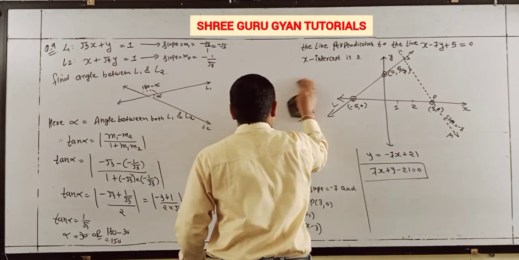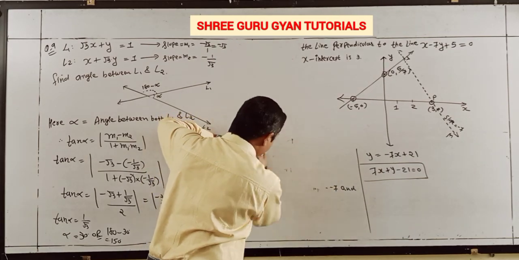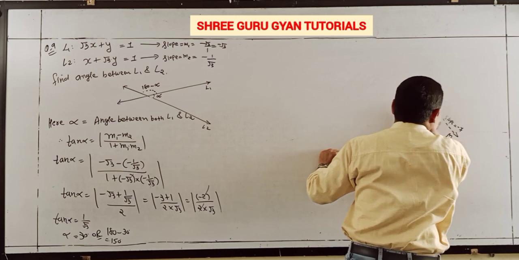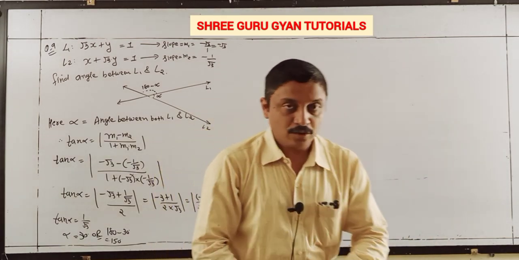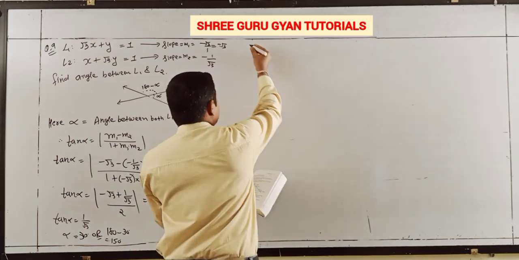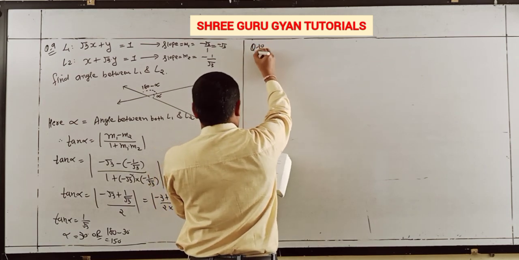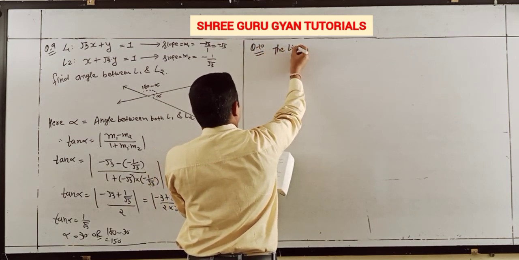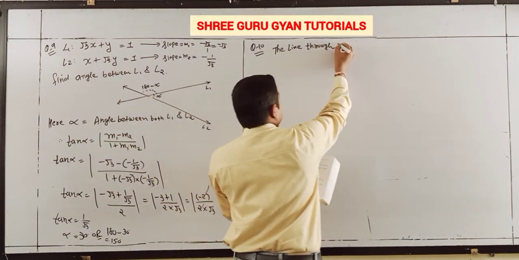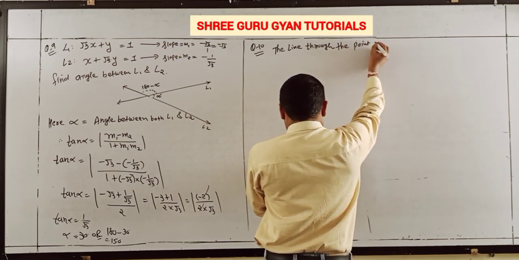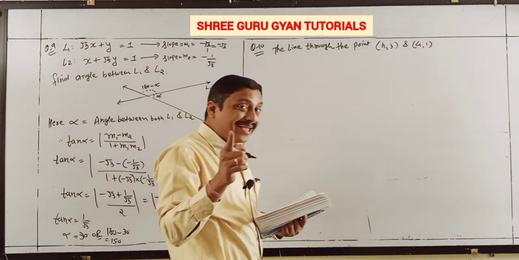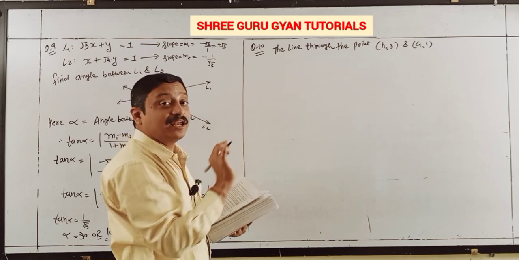Now question number 10. Similarly, moving in the same way, next one, question 10. The line passing through the points (h, 3) and (4, 1), it means one line passing through (h, 3) and (4, 1).